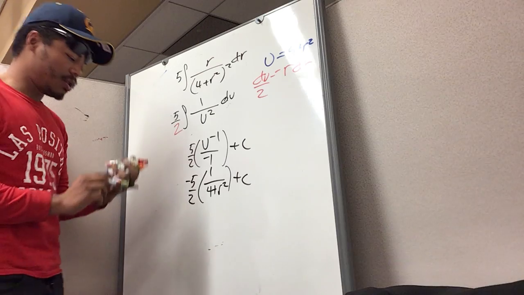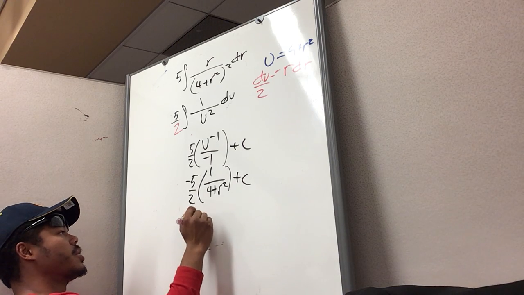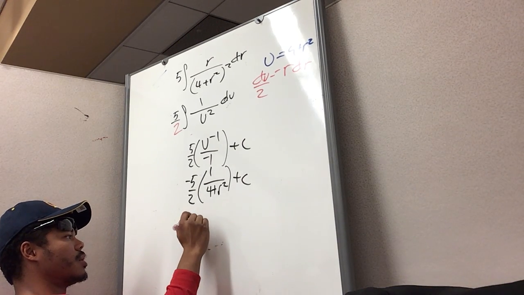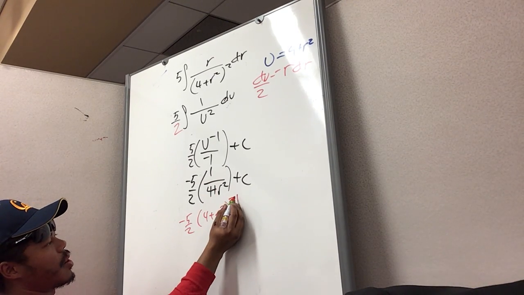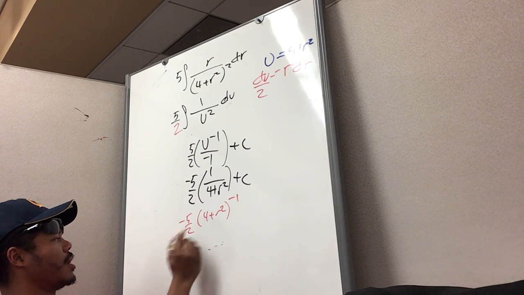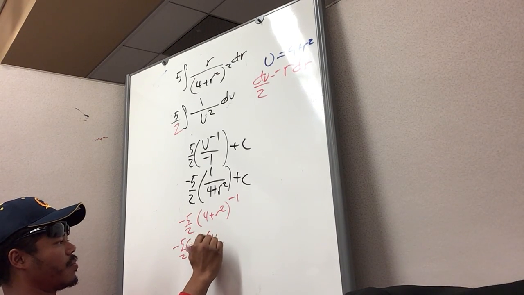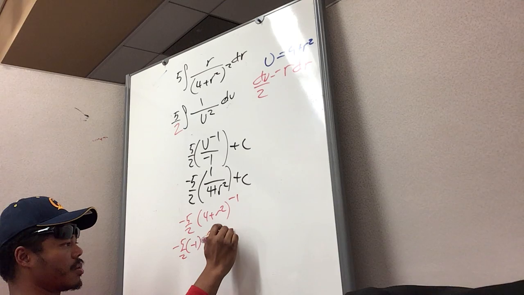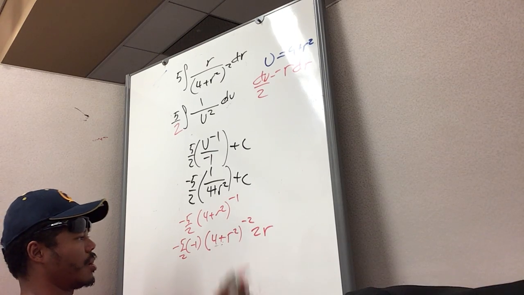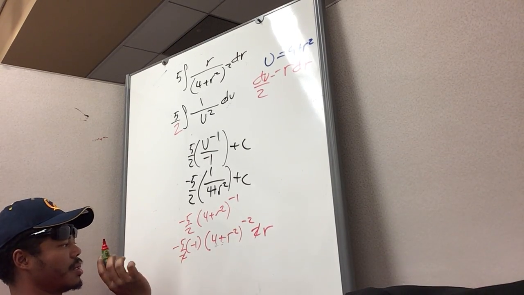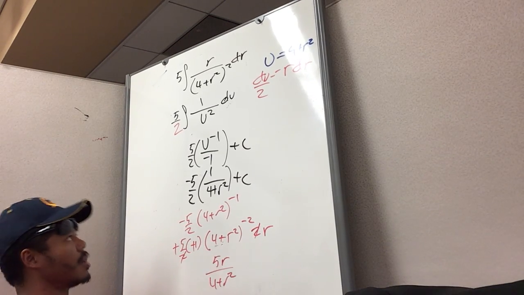Alright, it's time to check the answer, which is the final exam, so you better check the answer and take the derivative. So we have -5 over 2 times (4 plus r squared) to the -1, and now the exponent becomes -2. So we have -5 over 2 times -1 times (4 plus r squared) to the -2, and the derivative on the inside, which is 2r. So this cancels with that. This cancels with that. And we're left with 5r over 4 plus r squared, which is what we have there.